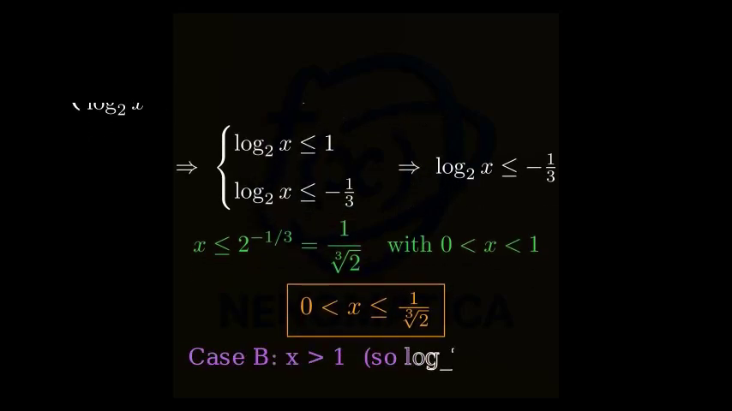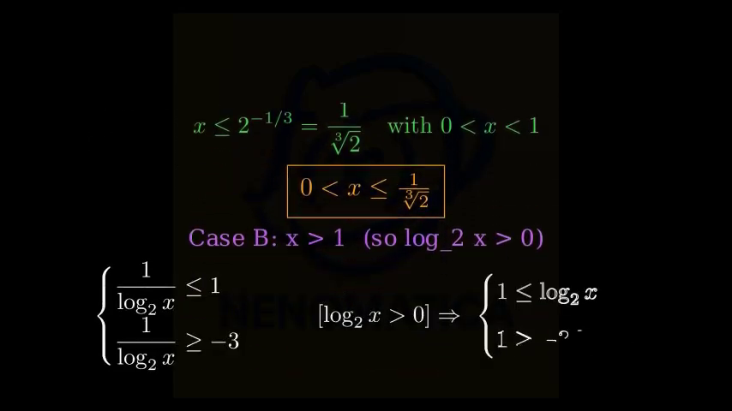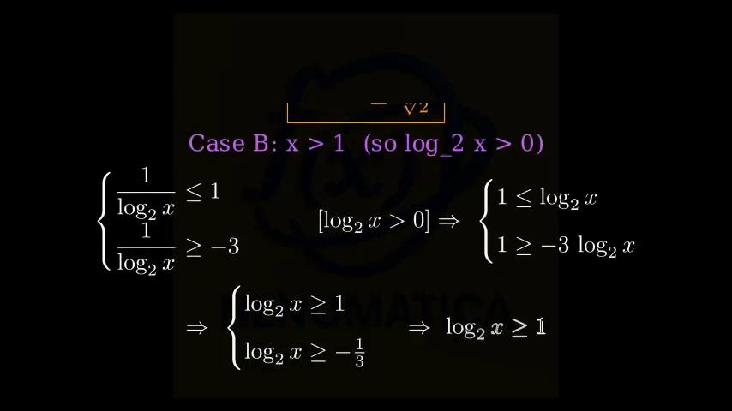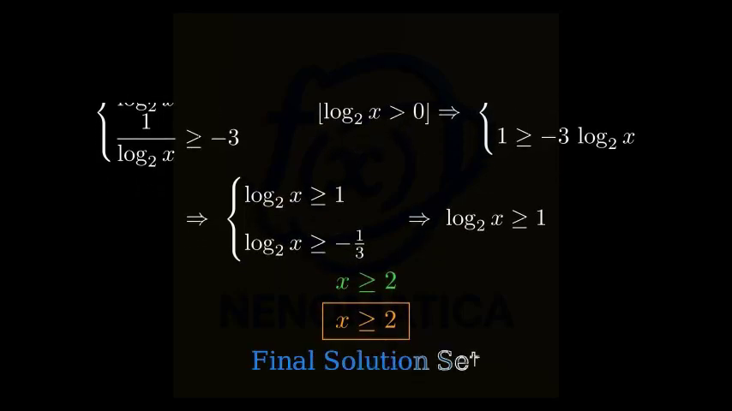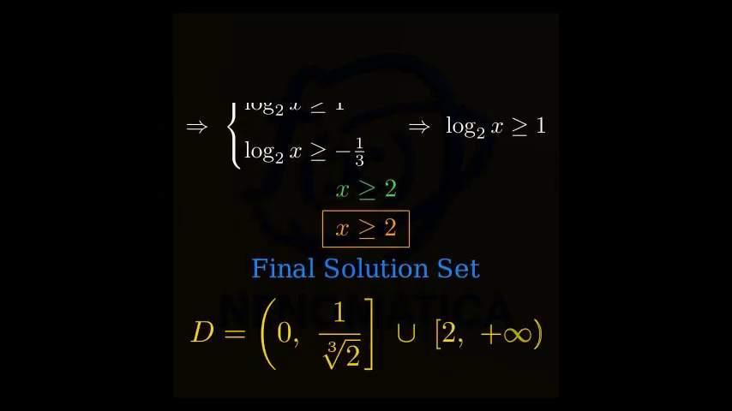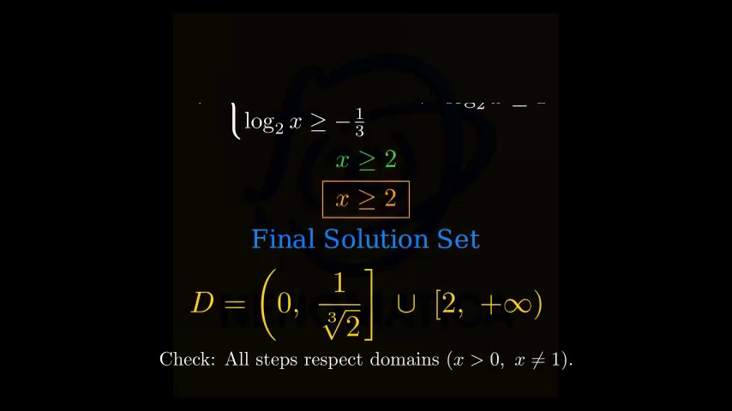Case B. If x is greater than 1, then log base 2 of x is positive. Multiplying by a positive number keeps the inequality direction the same. We obtain log 2x at least 1 and log 2x at least negative 1/3. So together we must have log 2x at least 1, which gives x at least 2. Finally, take the union of the two intervals. From 0 to 1 over the cube root of 2, open at 0 and closed at 1 over the cube root of 2, together with all x at least 2. That is our complete solution set.